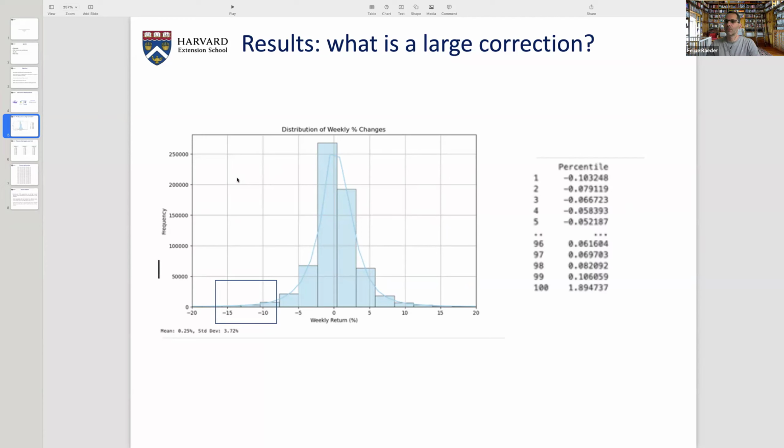In terms of the results, this chart here essentially shows the distribution of week-on-week returns of all the S&P 500 stocks over the last 25 years. And then here we concentrate on the left-hand side of the distribution, looking for corrections. A correction for us here means a decrease of the stock prices of 10.3% or more week on week, which puts us in the first percentile of the distribution.